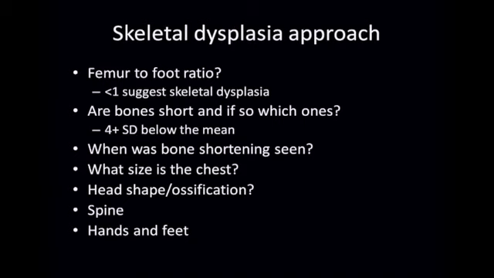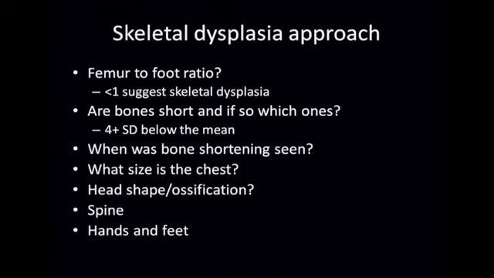What's the overall approach to a skeletal dysplasia? First of all, do you have one? Are you dealing with just a familial short stature? You use your standard deviations for that, and you also use your foot to femur ratio. If the bones are short, which ones? Are they all short, or is it a rhizomelic bone shortening alone? Because that changes the differential.